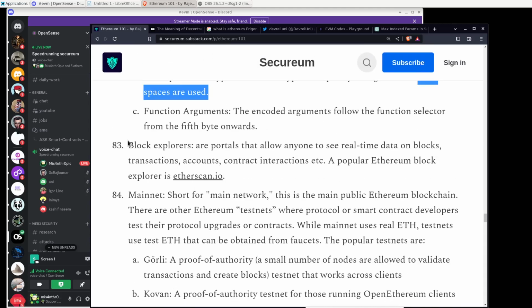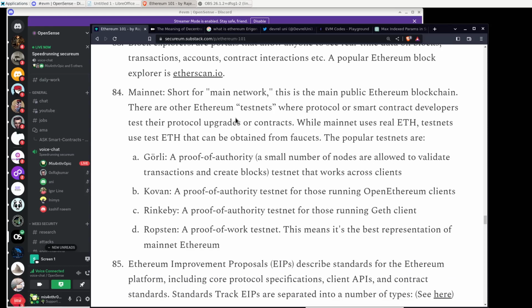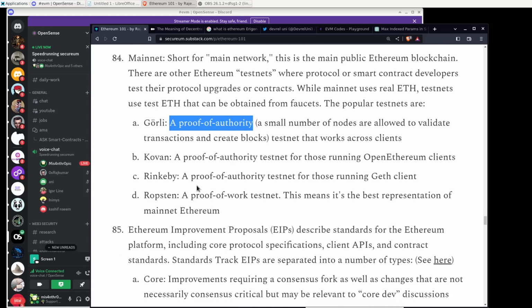Okay, we know what a block explorer is. I'm going to go through that really fast because, yeah, Etherscan, so you can see what happened in the block, you can check the transactions and everything. Mainnet is the main network of the Ethereum protocol, and you also have different testnets where you can run and test your software. So you have Goerli, which is proof of authority. Proof of authority is a consensus system where you define who's going to be validating the blocks. And there's also some governance involved in who's going to be added as a validator.